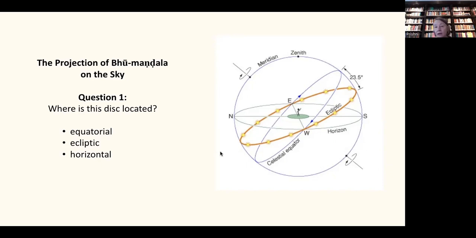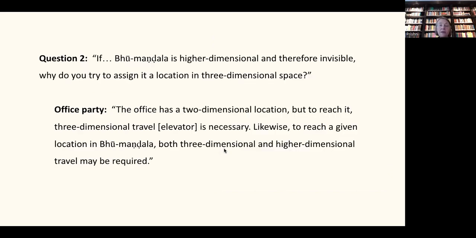And now we're going to see how Sariputta goes through those. Before he starts on that, though, he gives a beautiful analogy. We're trying to understand the concept of higher dimensionality. It's a little bit iffy. The term does not show up anywhere in the Puranas. He borrowed the term from mathematics. So Bhumandala is located somewhere in space, but it's higher dimensional.